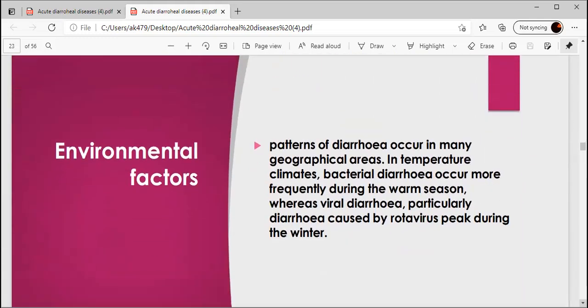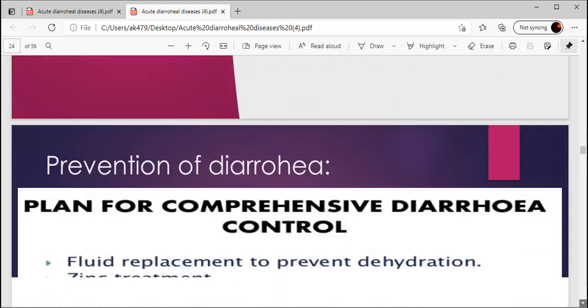Environmental factors. Patterns of diarrhea occur in many geographical areas. In temperate climate, bacterial diarrhea occurs more frequently during the warm season, whereas viral diarrhea, particularly diarrhea caused by rotavirus, peaks during the winter season.